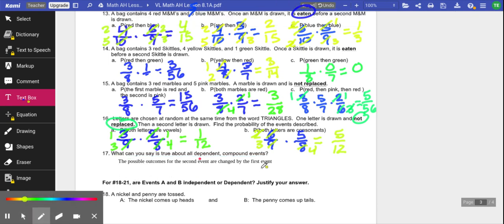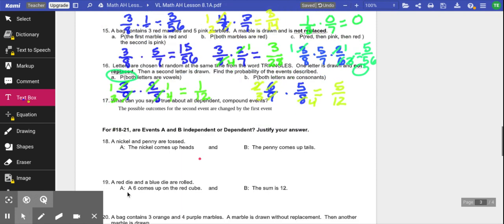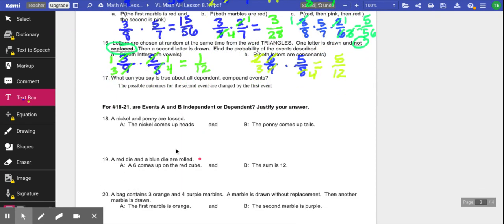Next section. Are events A and B independent or dependent? Oh, and my sheet lost some. Oh, no, I didn't. Okay. I thought it lost some fractions. It didn't. My first event, A, a nickel comes up heads. And then B, a penny comes up tails. So does flipping a nickel change the penny? Does a nickel's flip change a penny? And I'm going to say no. So I'm going to say they are independent.